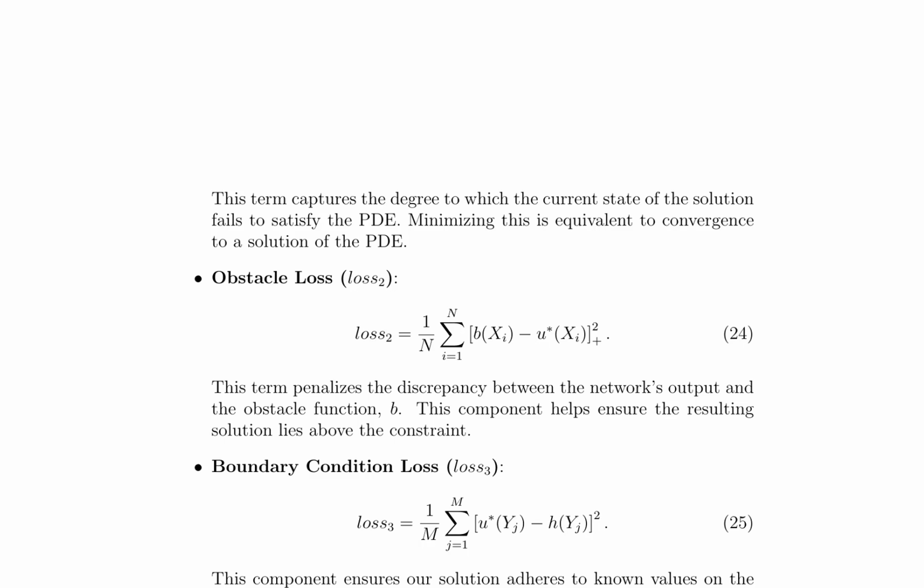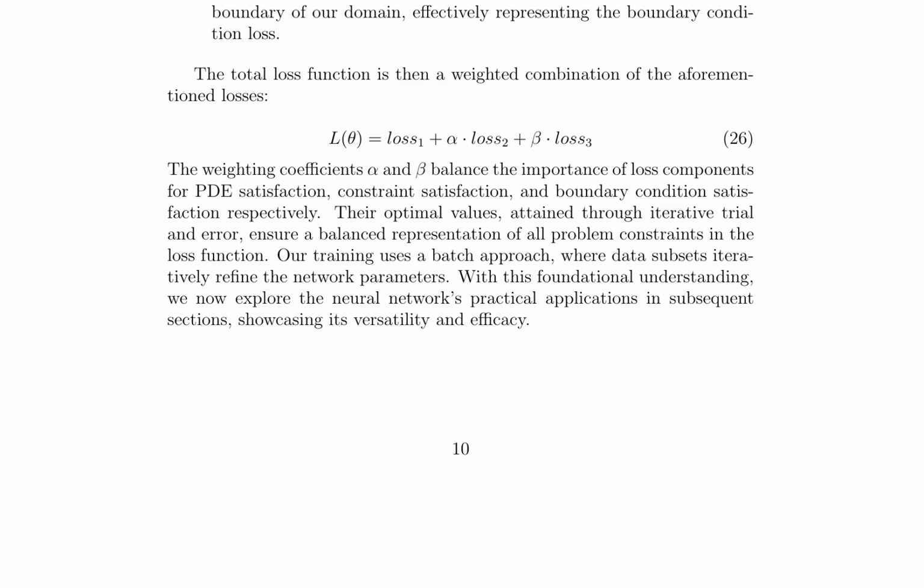The total loss function L(θ) is a weighted combination of these losses, with coefficients α and β balancing the importance of PDE satisfaction, constraint satisfaction, and boundary condition satisfaction. The optimal values of α and β are attained through iterative trial and error to ensure a balanced representation of all problem constraints. The training process employs a batch approach, where data subsets iteratively refine the network parameters. This approach enables the neural network to capture intricate nonlinear relationships and approximate the solution efficiently. The efficacy of this method is showcased in subsequent sections, highlighting the neural network's practical applications and versatility in solving complex PDE problems.